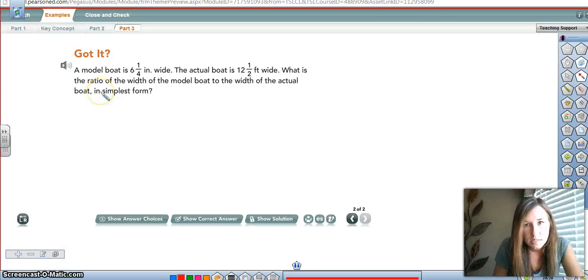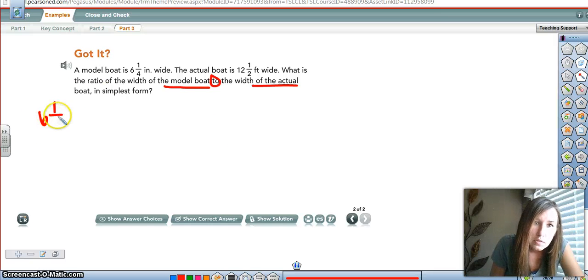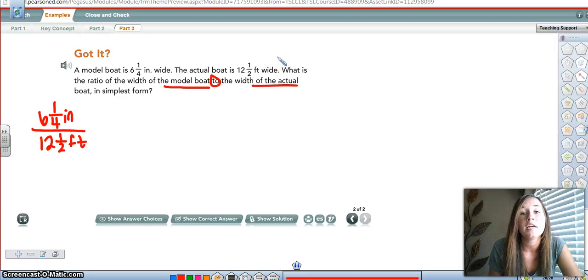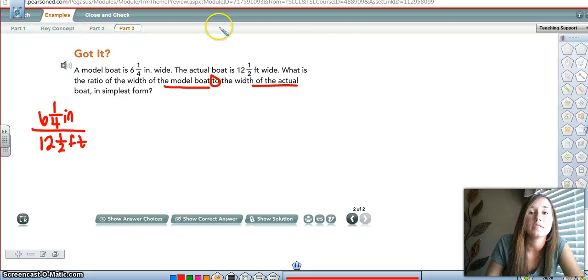Okay, so this one says that we want to do the ratio of the width of the model boat to the width of the actual boat. So the model boat to the actual. Okay, again, we have those differing units and we're trying to find a ratio, and ratios need those same units.